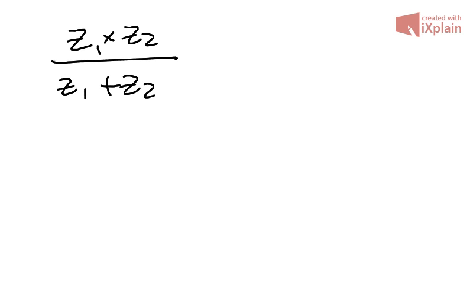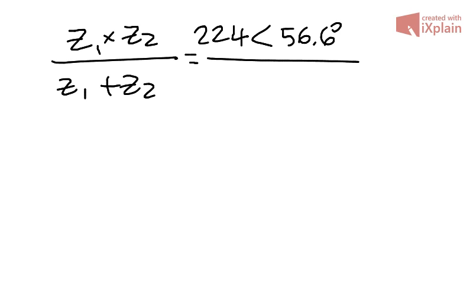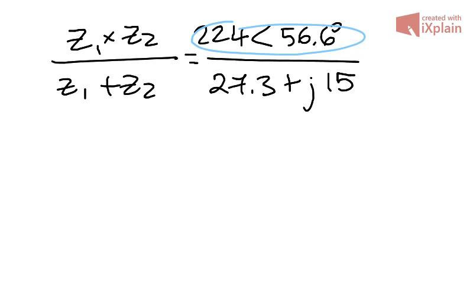Our final answer actually required Z1 times Z2 divided by Z1 plus Z2. So we got the top answer in polar form. 224 was the magnitude, 56.6 degrees was the angle, and the sum we've just calculated as 27.3 plus J15 in rectangular form. So again here we have two different forms. Top one is in polar form, bottom one is in rectangular form. They have to be the same. So what are we going to choose?